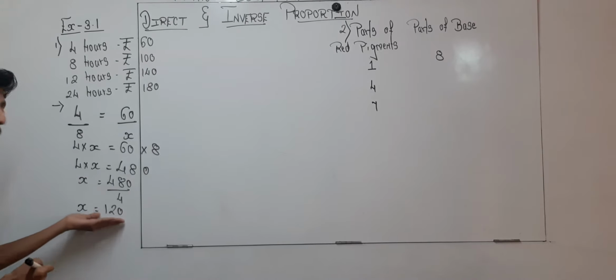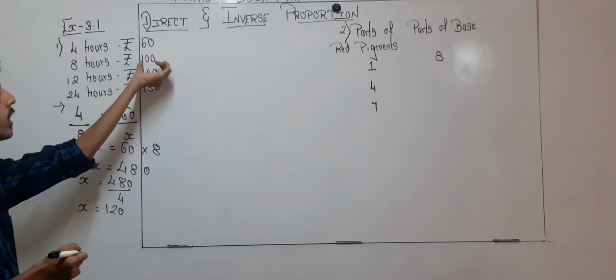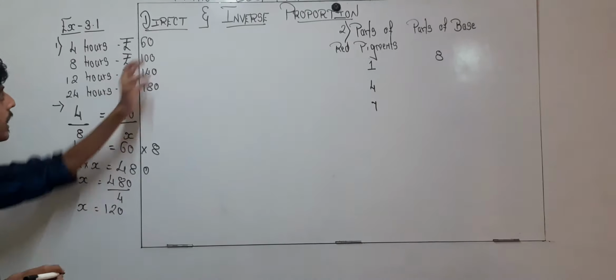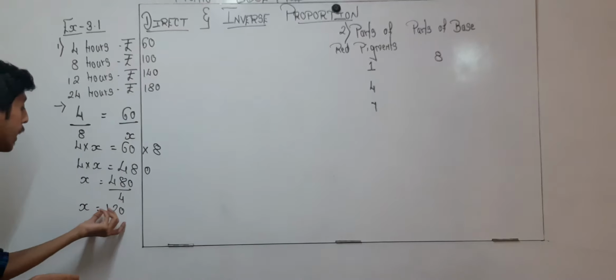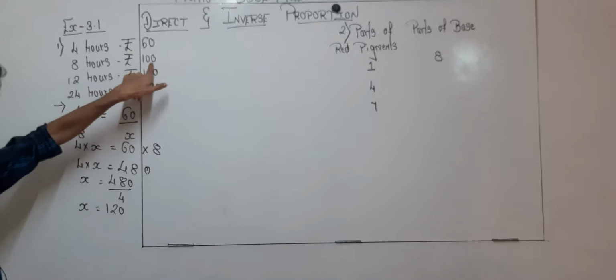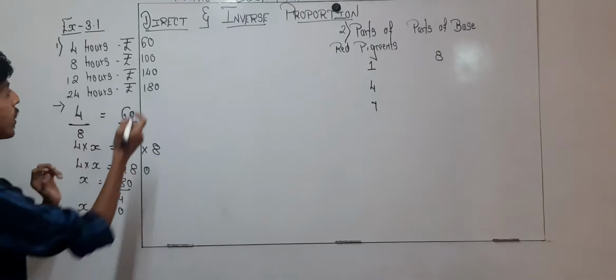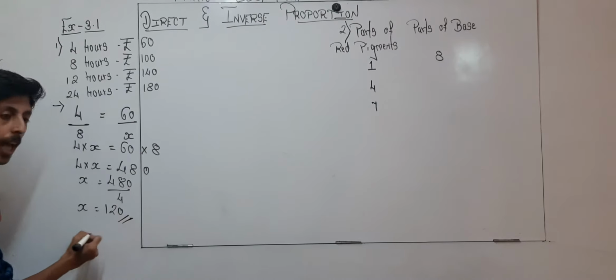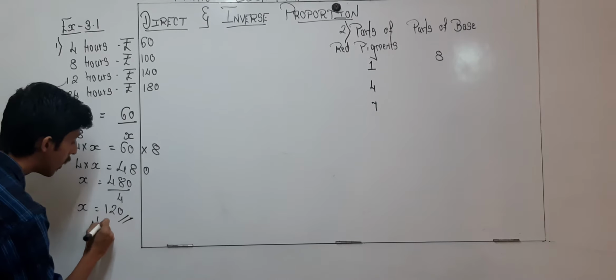So my x is equal to 120, but here it was 100. So are they in direct proportion? No. If 120 had been there instead of 100, it might be in direct proportion. But here it is not, so it is not in direct proportion. So the answer here is no.